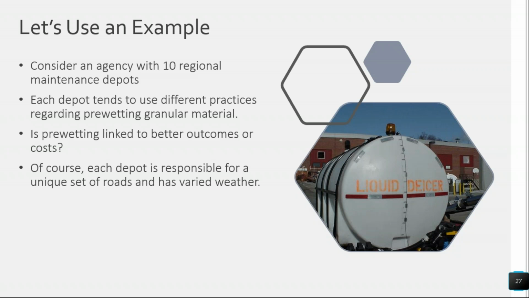I have an example here of an agency with 10 maintenance depots. And in this example, each depot tends to use different practices. You want to know, is their practice of pre-wetting, that some of them do and some of them don't, linked to better outcomes? Or is perhaps pre-wetting linked to a better cost outcome? And of course, through this example, each depot is going to be responsible for a slightly different set of roads and is going to be impacted by slightly different weather patterns.